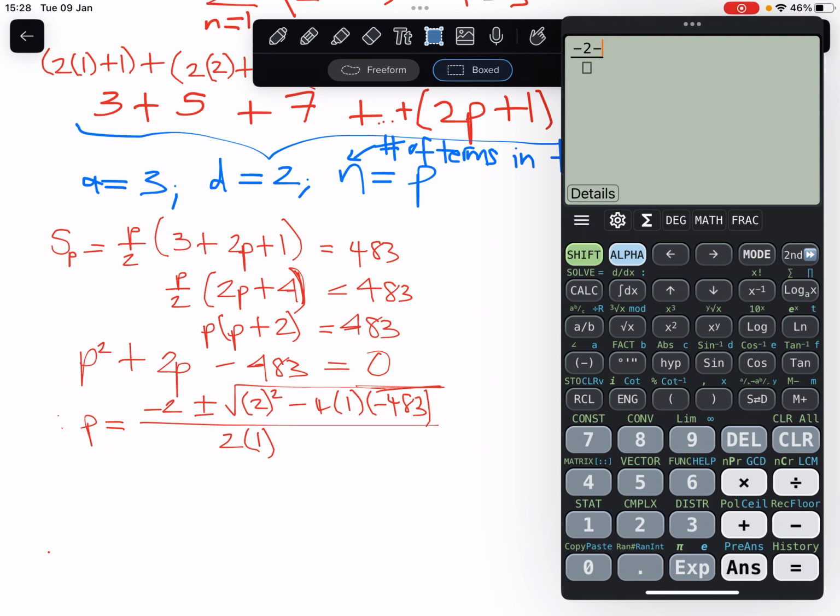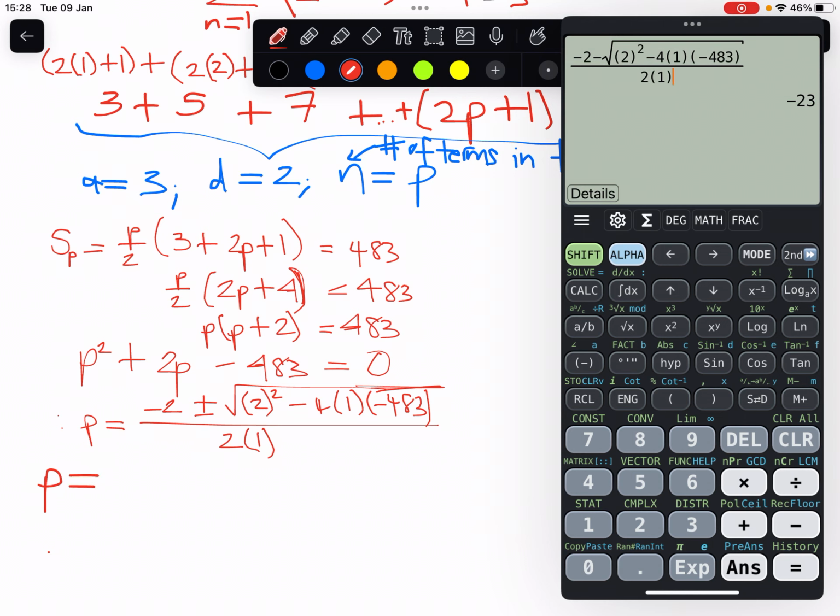So let's start with the minus. That gives us 2 squared minus 4 times 1 times negative 483. And here we have 2 times 1. So p is equal to negative 23, or p is equal to, you can just change this to a plus, and that gives us 21. Alright, so it's one of those two.